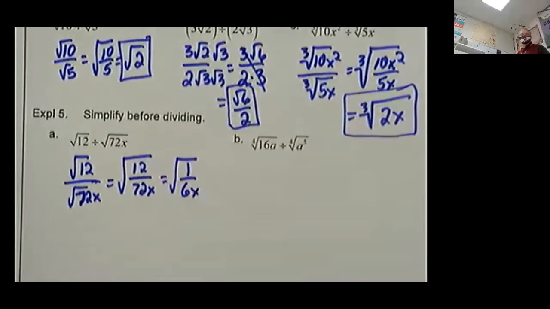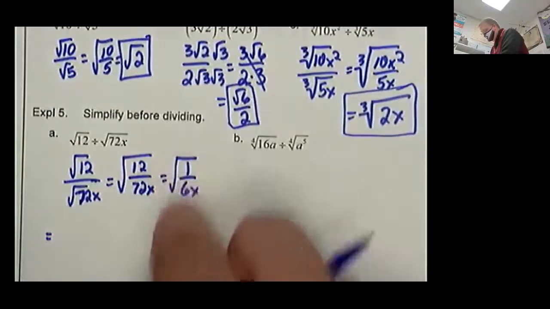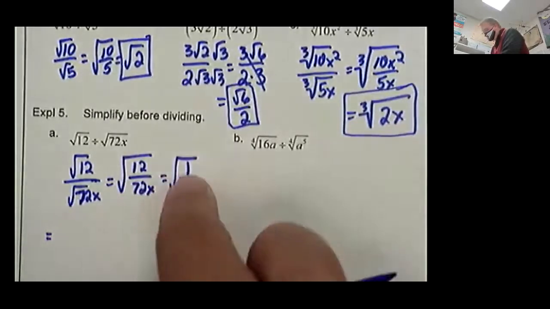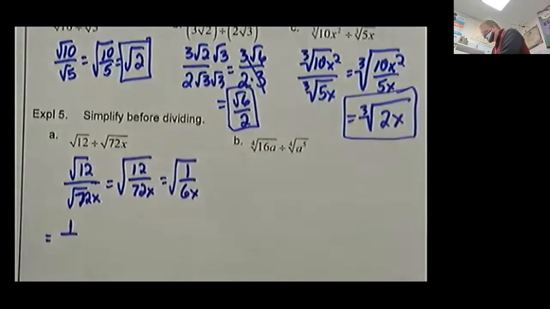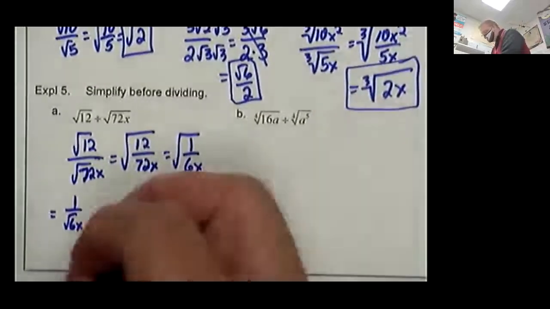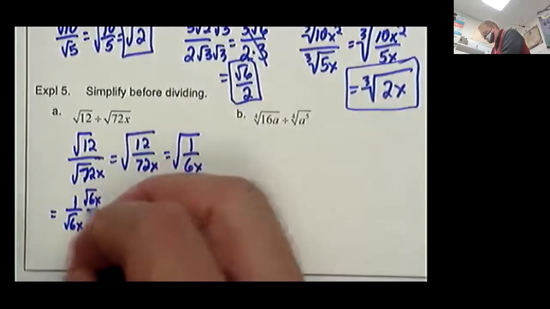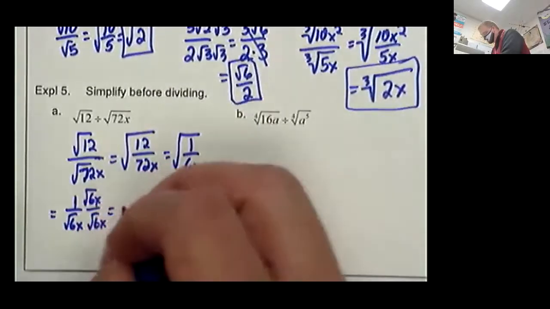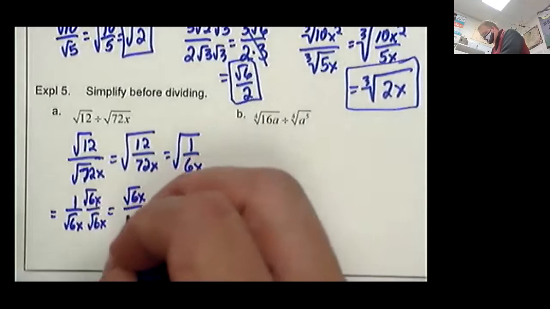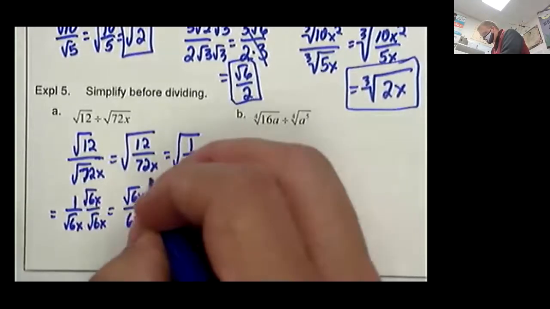So there's our simplify first. Now we're just going to come back and rationalize. I'm going to split up the square root numerator and denominator. The square root of 1 is just 1. Then we have square root of 6x in the denominator. Now I can rationalize by multiplying by square root of 6x. And that gives me square root of 6x over 6x.